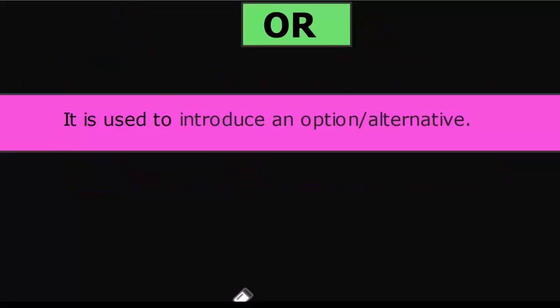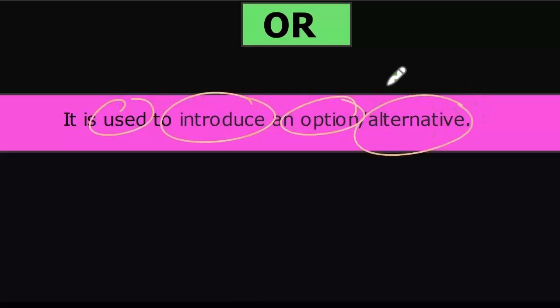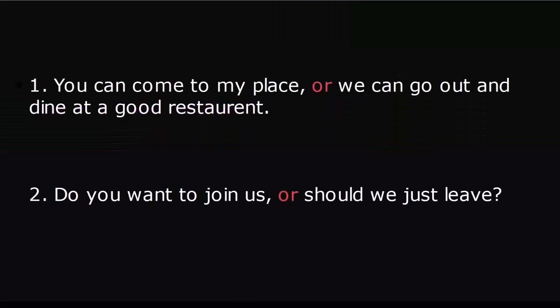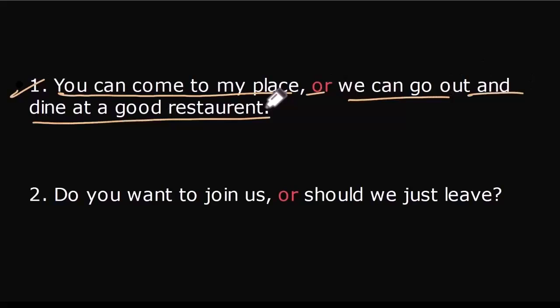Or, as a coordinating conjunction, is used to introduce an option, an alternative. That's what it does. Let me show you an example. You can come to my place. Example number one: you can come to my place, or we can go out and dine at a good restaurant. So there are two options, two alternatives.